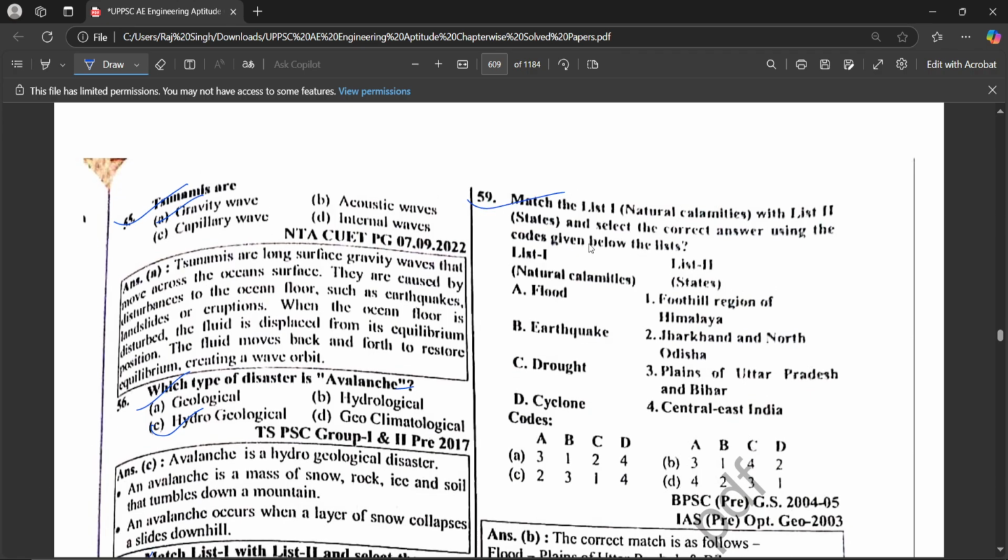Let's see the following. Flood: plains of Uttar Pradesh. Earthquake: foothills of Himalaya. Drought: central east. Or cyclone. 2, and B is correct. 3, 1, 4, 2.